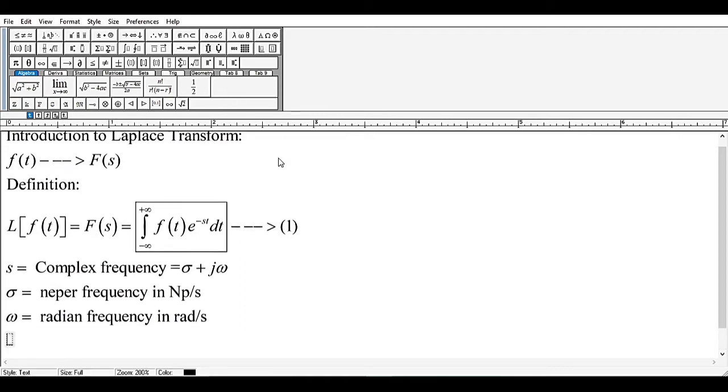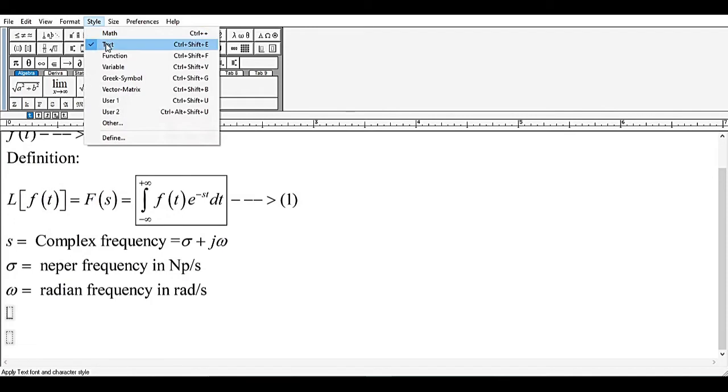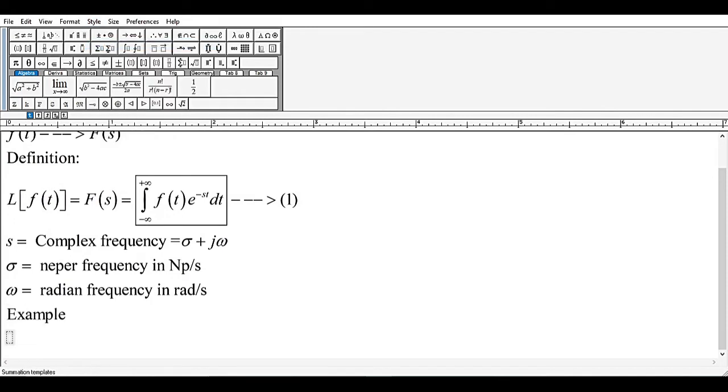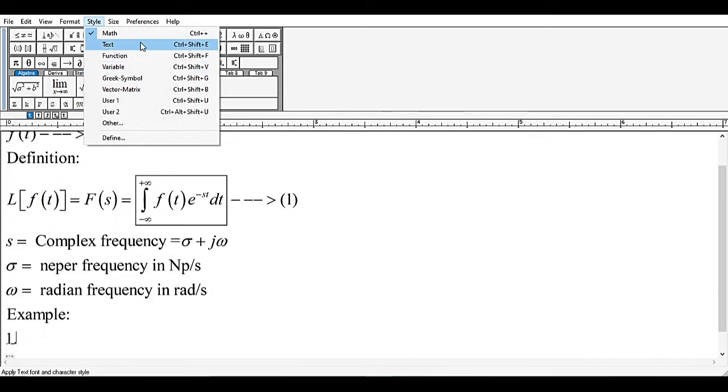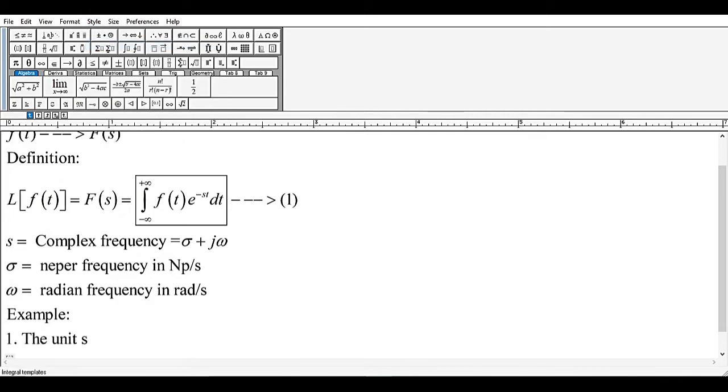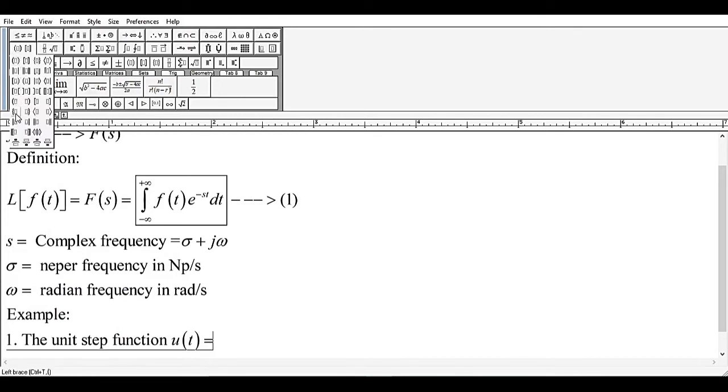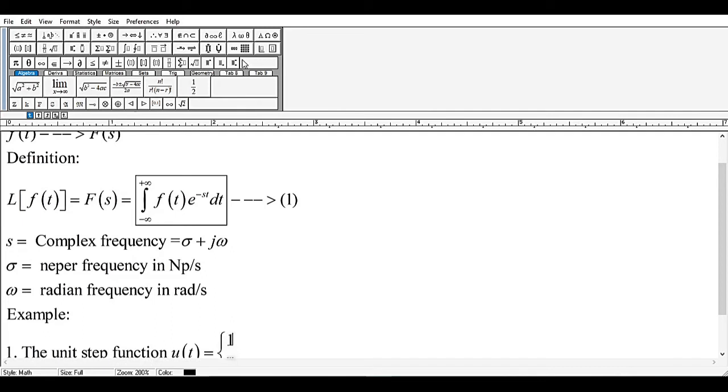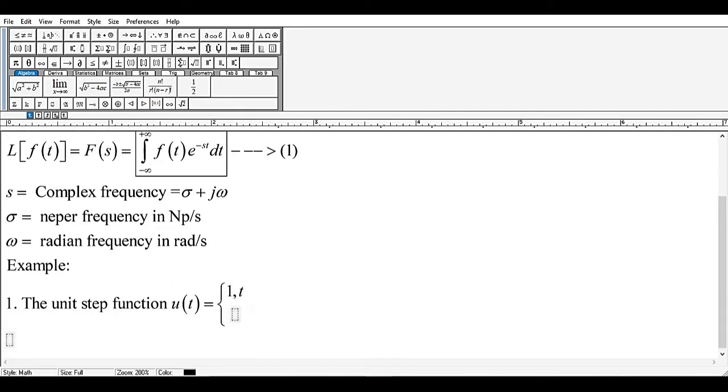Now let's take one example of how we can apply equation 1 in order to find out the Laplace transform of any function. For that purpose, we consider the function u(t), the unit step function u of t. The function is defined as u(t) equal to 1 when t is greater than 0 and it is equal to 0 when t is less than 0.